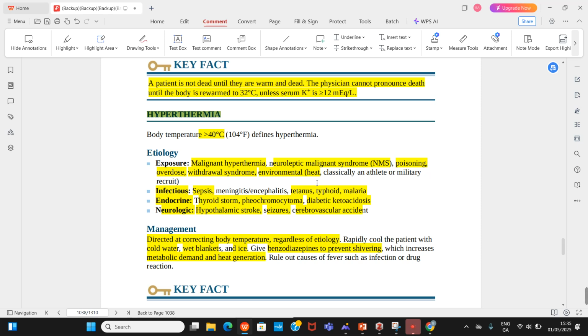So athletes that do a lot of sporting activities in the hot sun, military people that march in the hot sun, they can develop heat stroke or heat exhaustion. The difference between heat stroke and heat exhaustion is just the presence or absence of neurologic symptoms. So if somebody is having hyperthermia, body temperature of 40, and the person is having neurologic symptoms, and you have ruled out malignant hyperthermia, NMS, and the likes, then you can say that this is likely to be heat stroke. Most of the time, heat stroke is going to involve multiple organ systems.